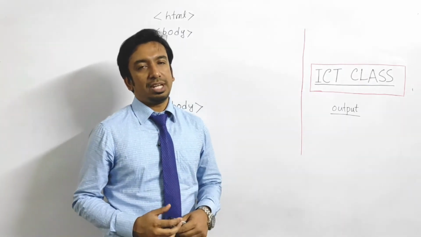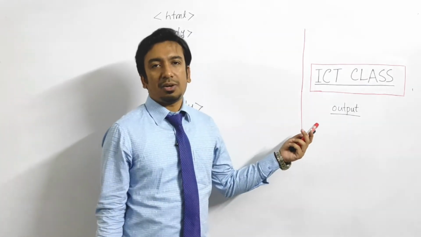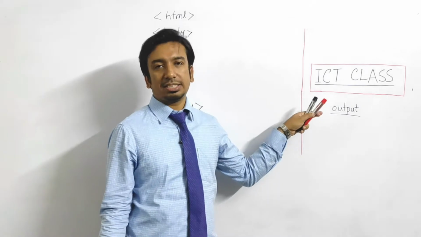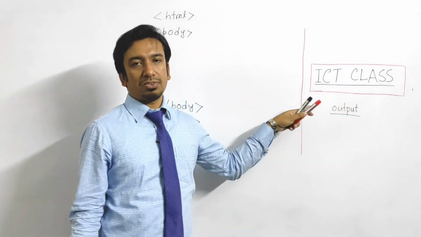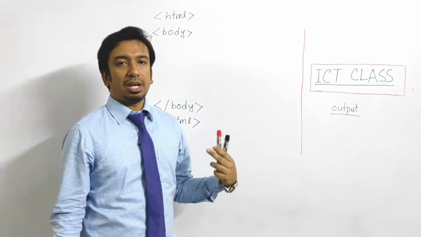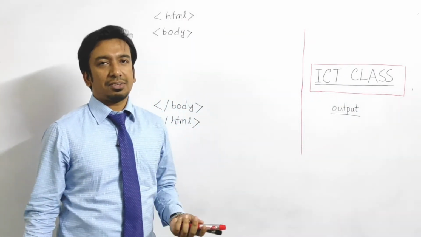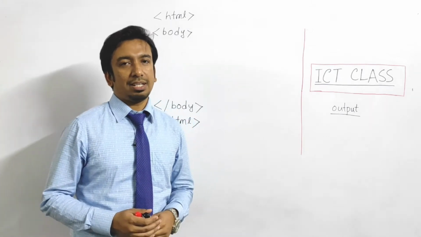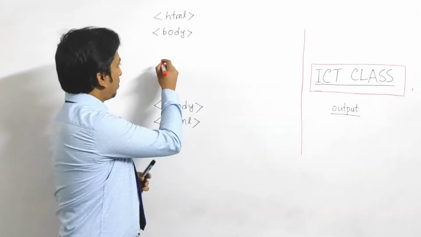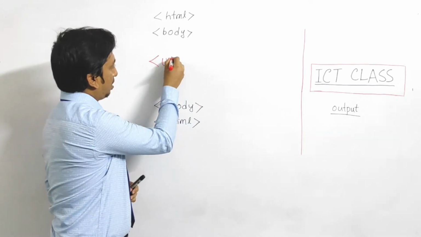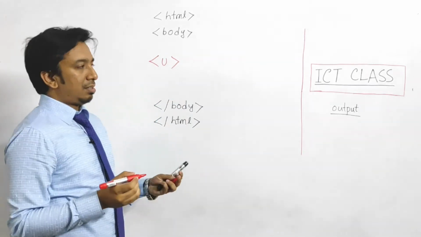So, my dear students, let's see our next output. Here you can see ICT class, and here we can see underline also. So how do we show the output? We have to use the underline tag. What is the tag of underline? The underline tag is U, correct? So you have to use the U tag here for that underline output.